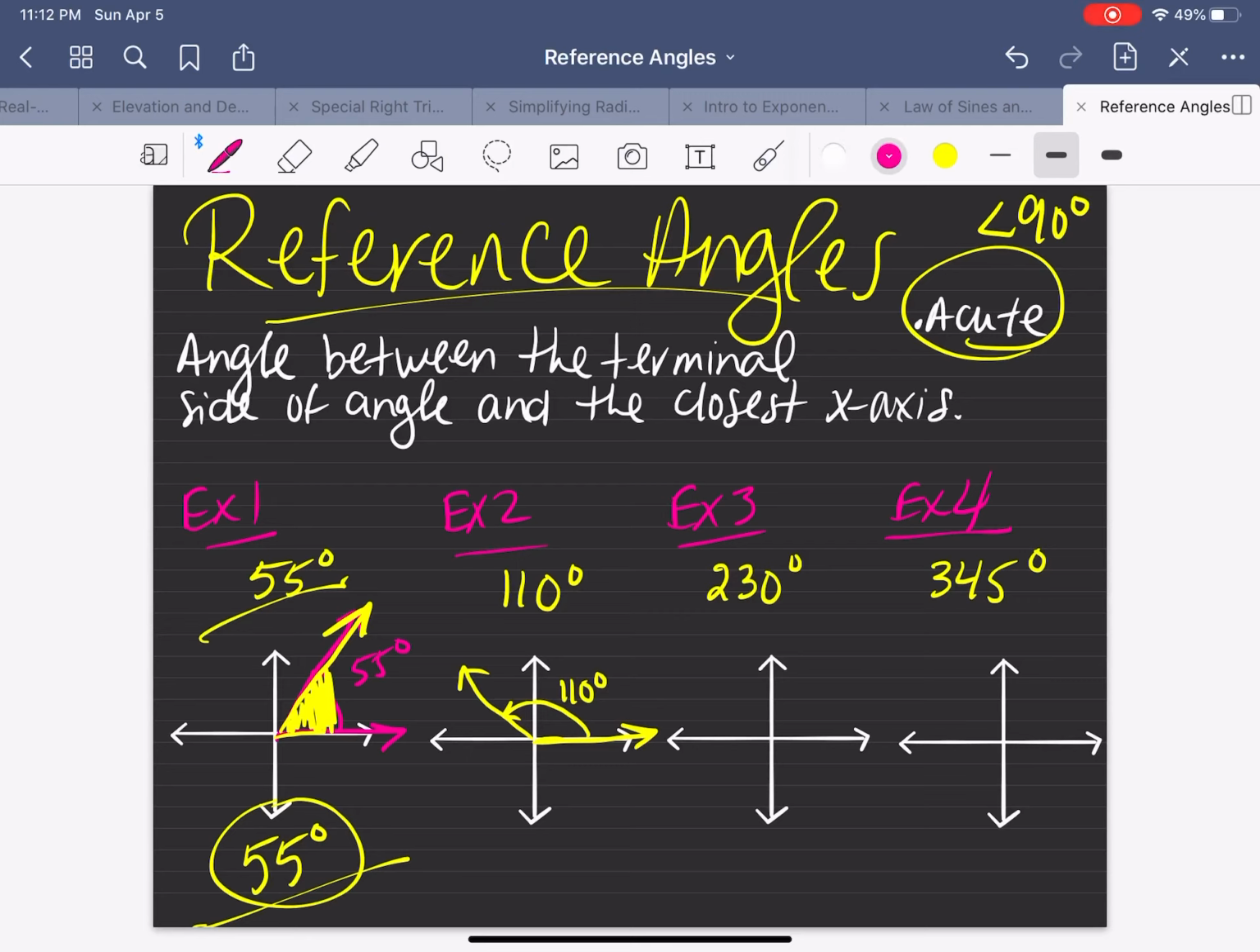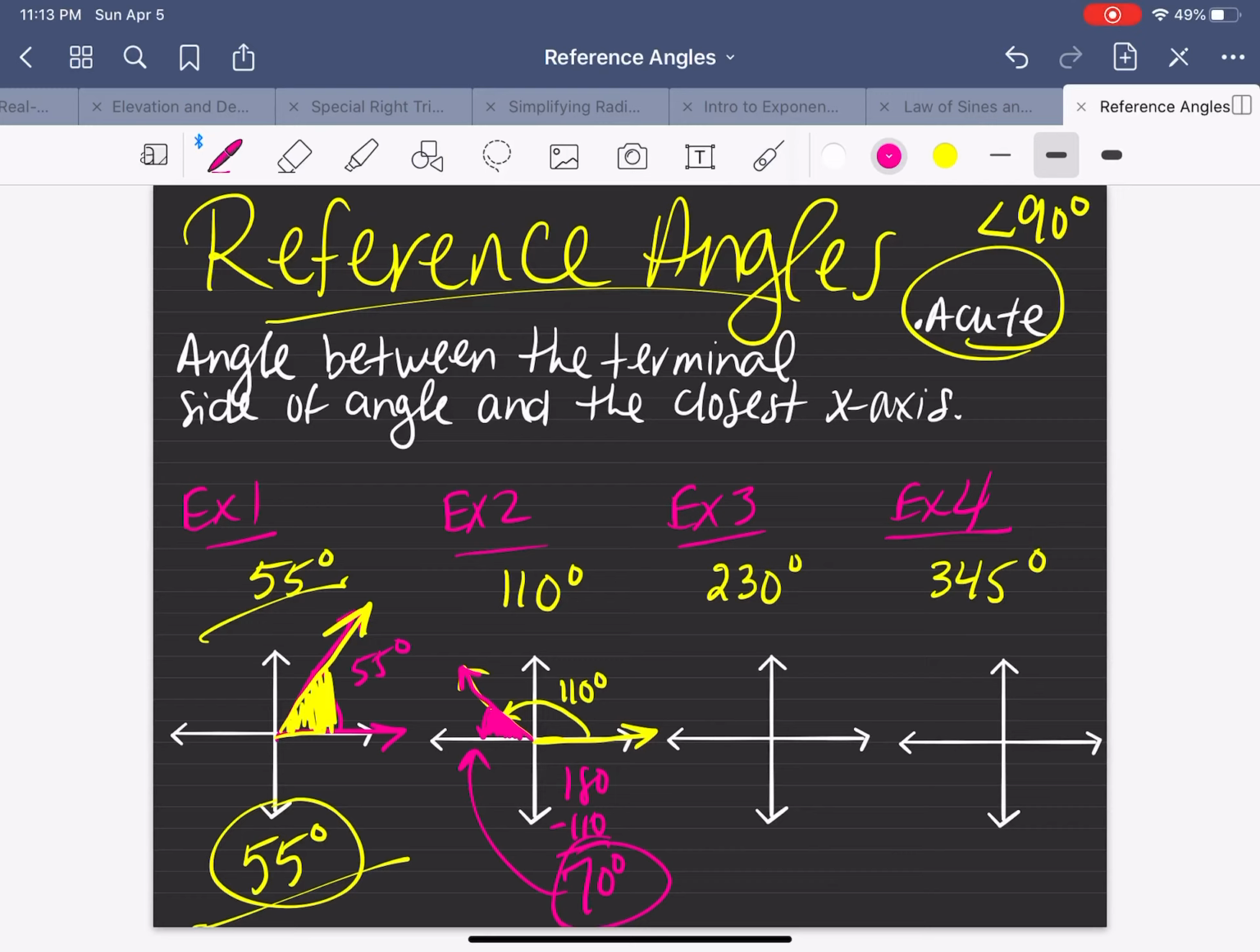We are trying to find the reference angle, which is the angle between the terminal side, which is right here, and the closest x-axis. For this problem, the closest x-axis is this one right here. So we're trying to find this pink angle, or reference angle. To get it, you do 180 degrees minus 110, and you get 70. So our reference angle, or our pink angle there, is 70 degrees.